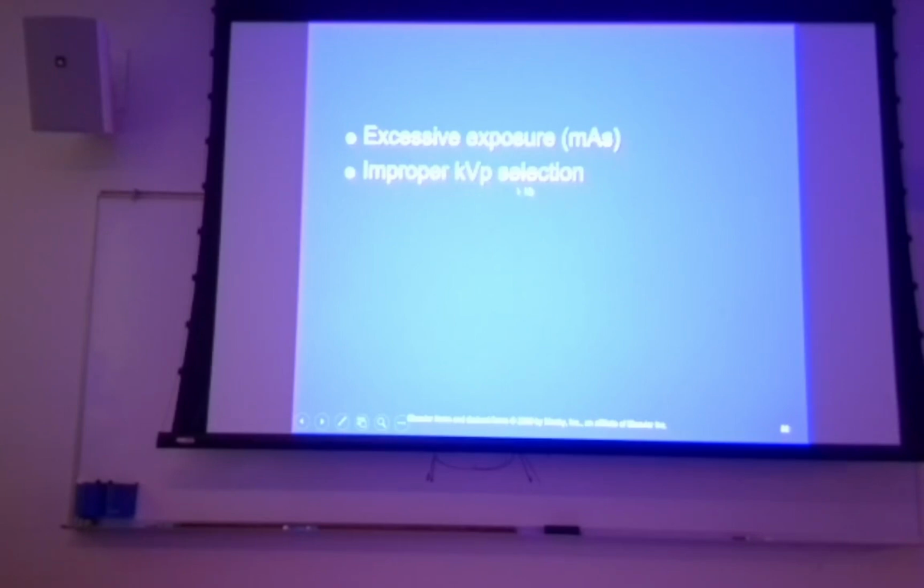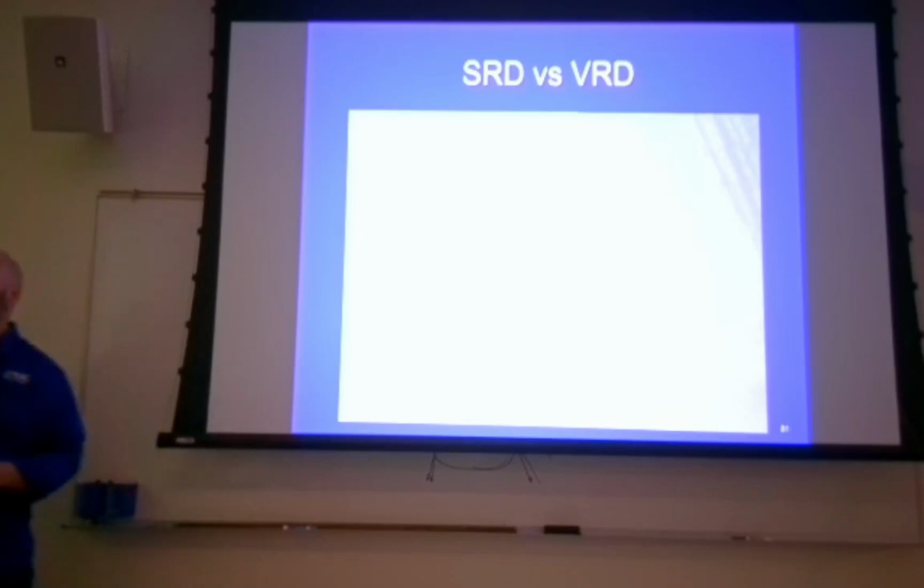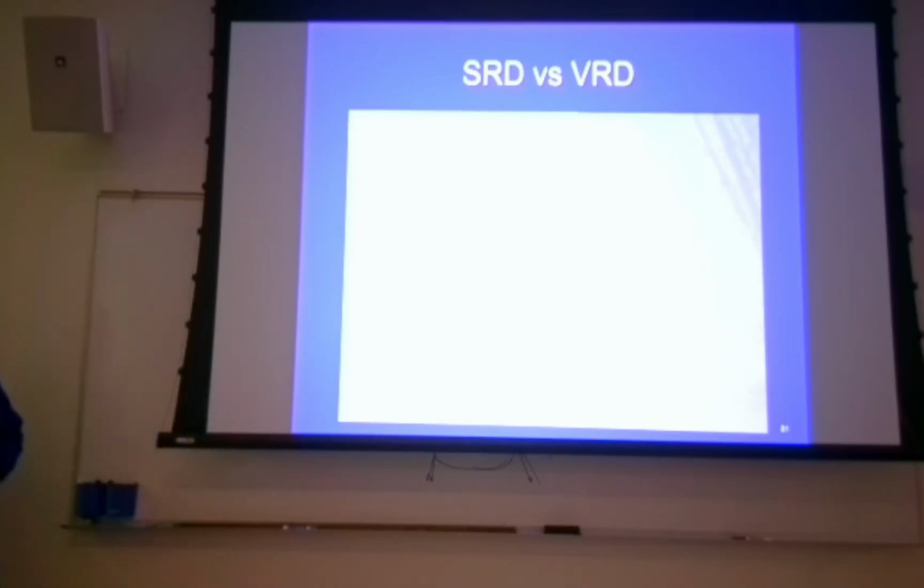So excessive exposure, improper KVP selection is probably not going to do a whole lot to it. But, sharpness of recorded detail versus visibility. Again, when your questions are asking you about sharpness of recorded detail, it's going to be sharpness or resolution, as opposed to visibility functions, which are typically scatter radiation, fog issues, contrast resolution.